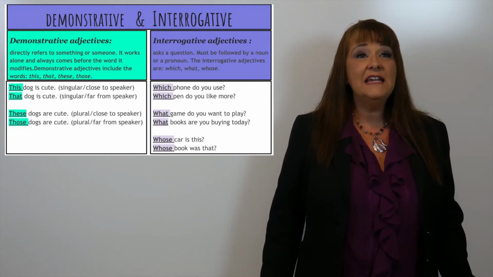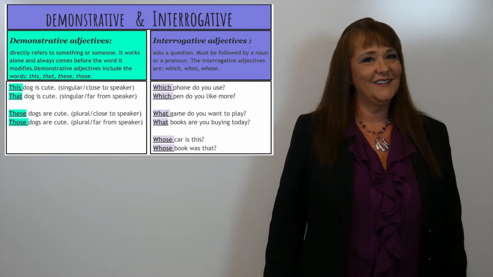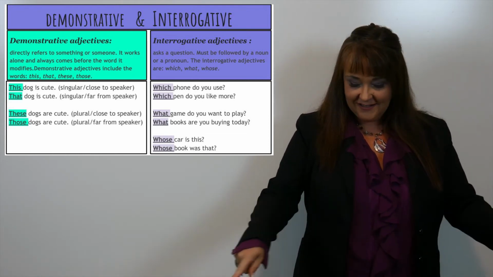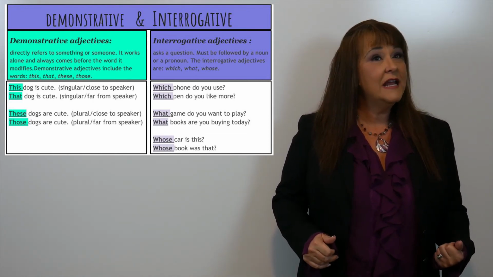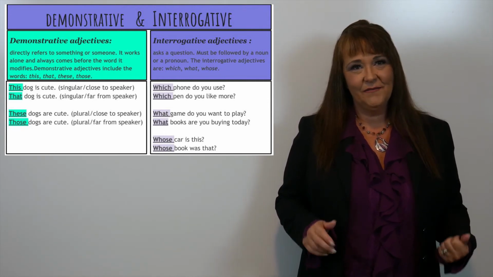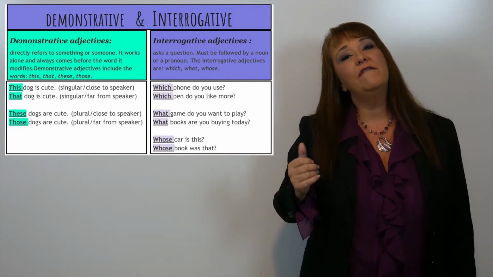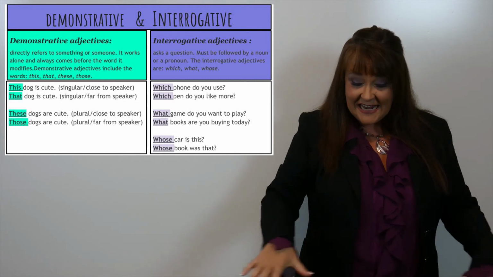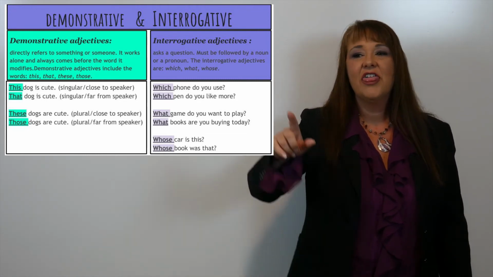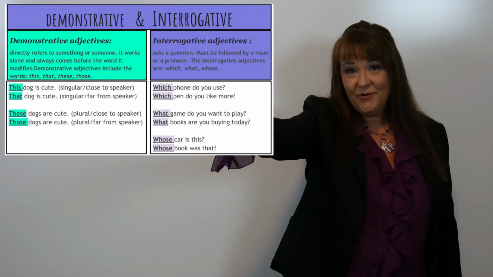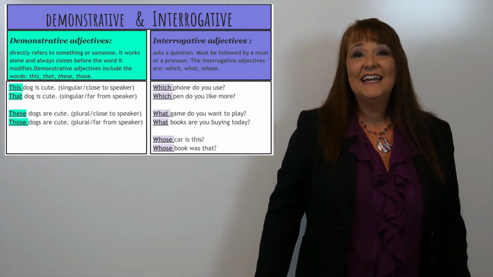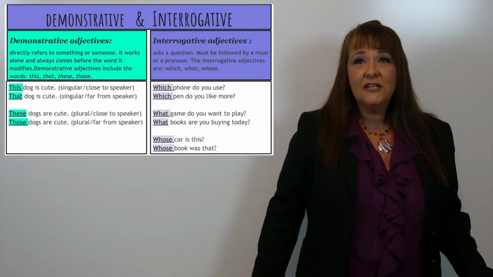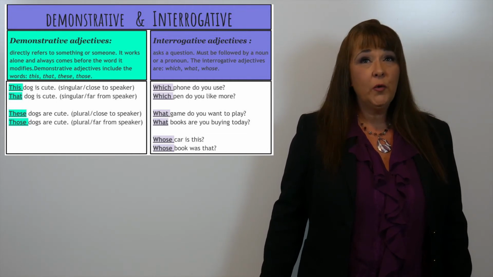We have these dogs are cute. More than one. And close. These dogs. And then the next one is those dogs. Plural, more than one, but far from the speaker. This, these, close. That, those, far away. Now, the next type of adjectives include which, what, and whose.